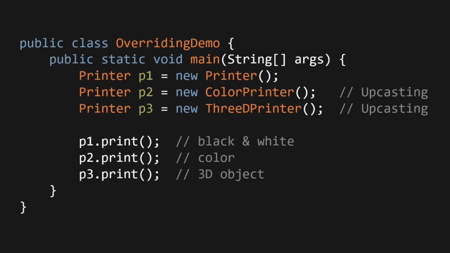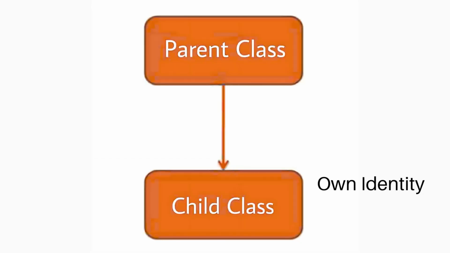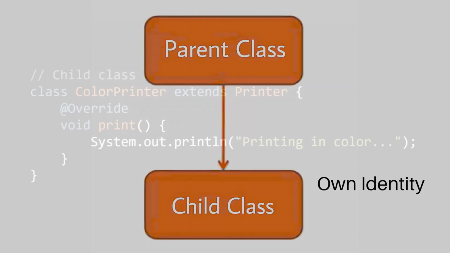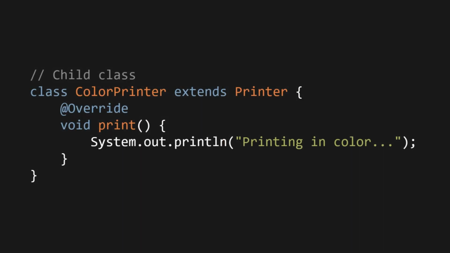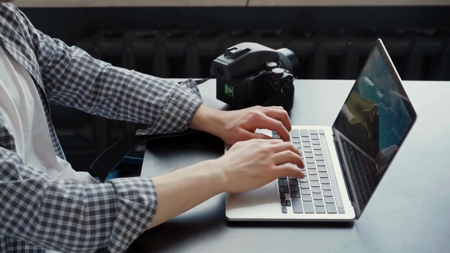Public class OverridingDemo, public static void main(String[] args), Printer p1 = new Printer, Printer p2 = new ColorPrinter, Printer p3 = new 3DPrinter. p1.print, p2.print, p3.print. And the output will be: printing in black and white, printing in color, printing a 3D object. In overriding, the child class changes the parent's behavior. Use @Override above the method to make it clear. This is runtime polymorphism. Which method runs is decided while running the program, not while writing the code.